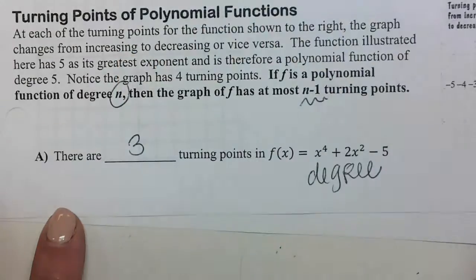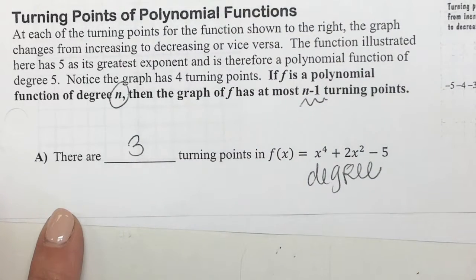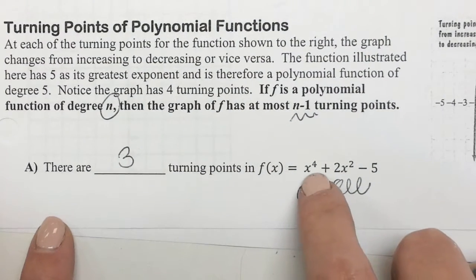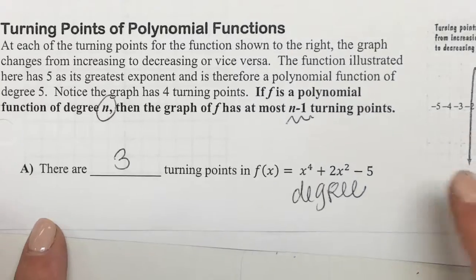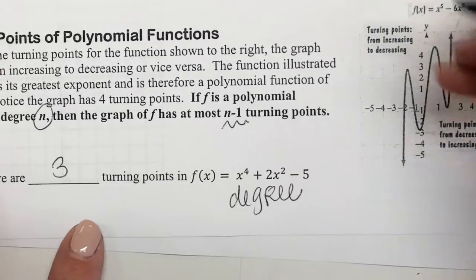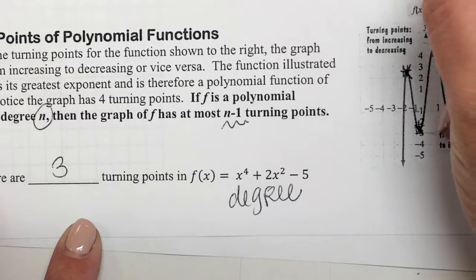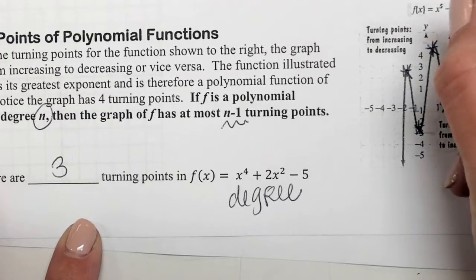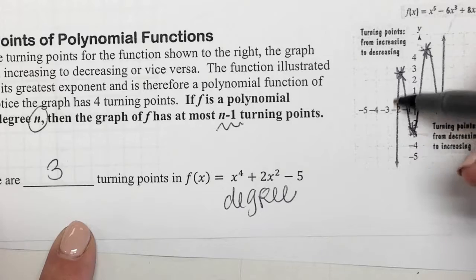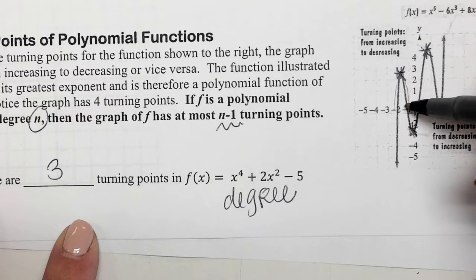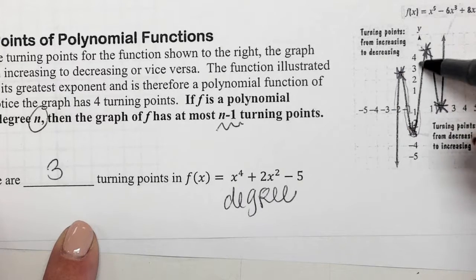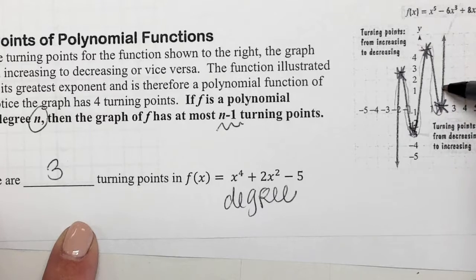Yep. Because the degree is 4, so you just subtract 1. And here's what I mean by turning points. Put a star by these. Turning points are when it goes from increasing to decreasing, or from decreasing to increasing. Whenever it changes direction, those are called turning points.